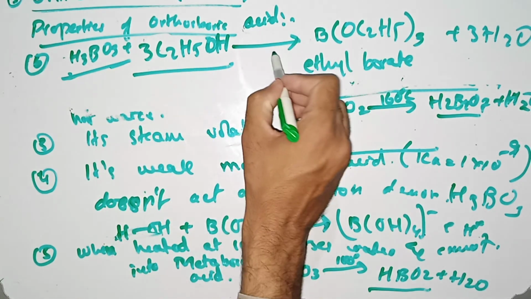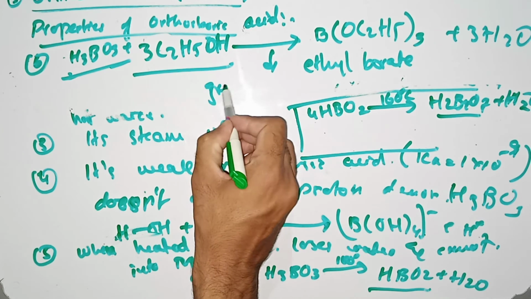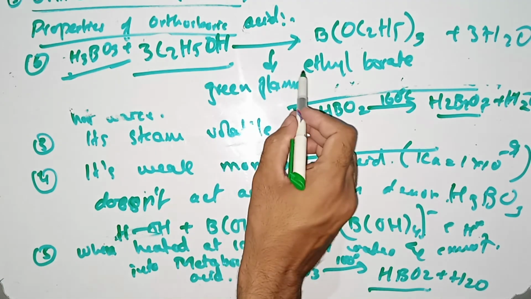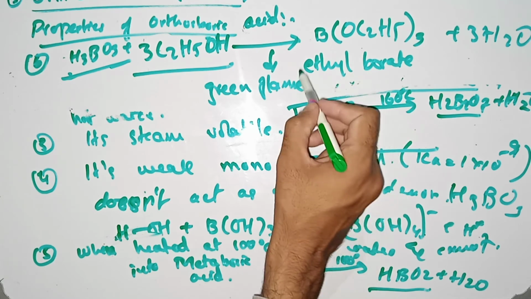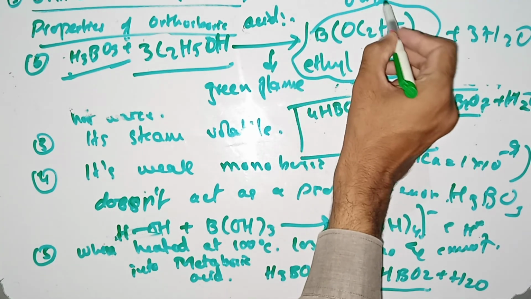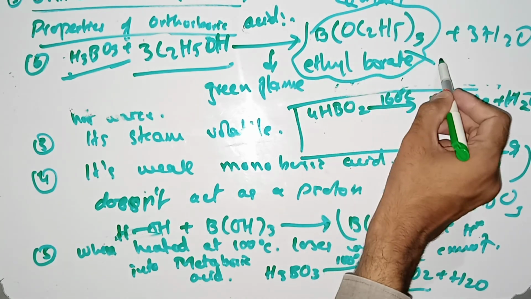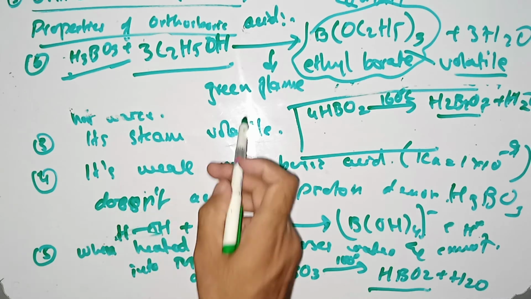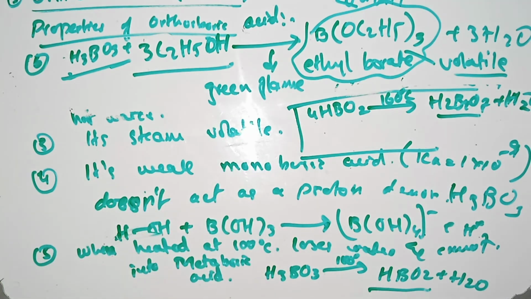When a mixture of ethyl alcohol with boric acid is burned, it produces a green flame due to the formation of ethyl borate, which is very volatile in nature. Due to this volatile nature, it produces a green flame, and water is produced. These are the general properties of orthoboric acid.